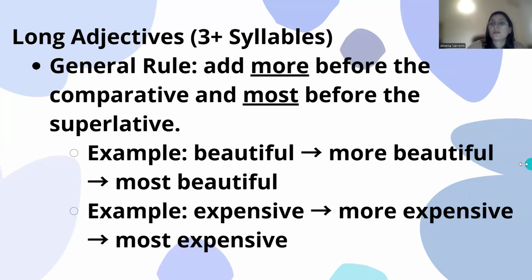Now, with long adjectives, that is to say, adjectives which have three or more syllables, the general rule is that we add more before the adjective to make it comparative, and most before the adjective to make it superlative. For example, beautiful, more beautiful, most beautiful, and then expensive, more expensive, most expensive.